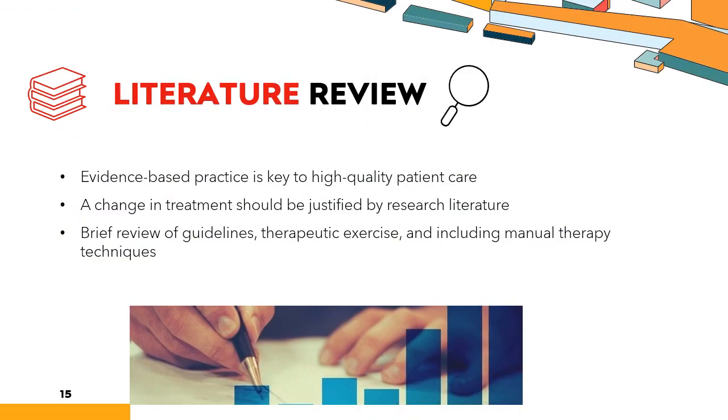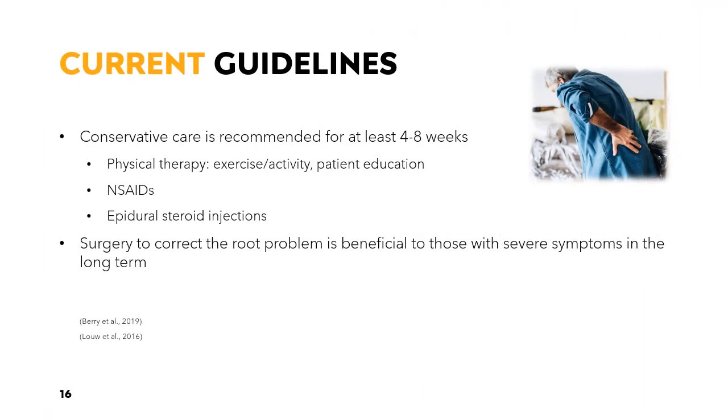It is important as healthcare providers to back our treatments with scientific research. Next is a short review of the literature surrounding lumbar radiculopathy and treatment methods. The current guidelines are to treat this condition conservatively, including physical therapy, for 4 to 8 weeks before considering surgical intervention. Surgery has been shown to be the most beneficial in the long term and to those with severe symptoms.